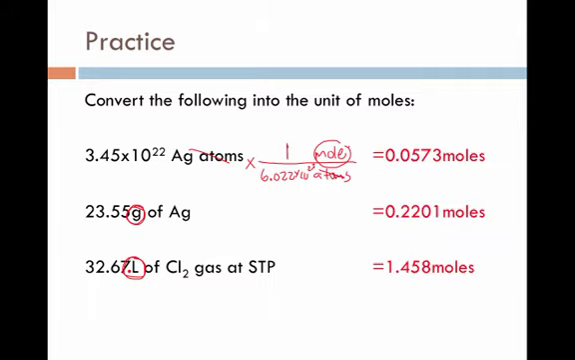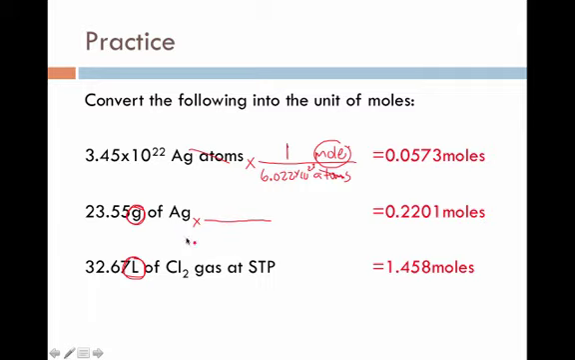So really quickly, here's the answers that we got with each of these. We converted our number of atoms into a certain number of moles, and we found out we got a very small number of moles. And likewise, we got the answers for the gram to mole conversion and the liter to mole conversion. Really quickly, to show you how these work, we can do this for silver.